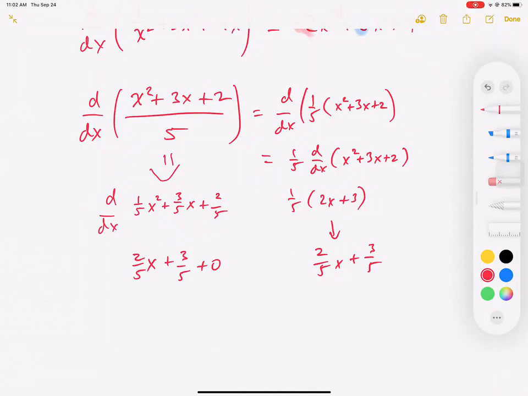All right, so the goal is that if it doesn't look like a problem that we're used to, change it around so it looks like something we're used to, and then you can take the derivative.